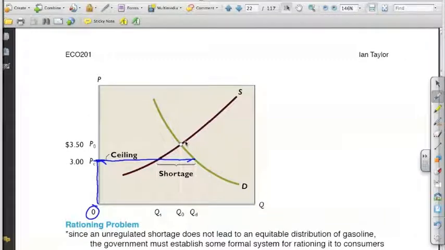Now what does that ceiling do to our market? Remember, we find the equilibrium where supply equals demand. Come over, find equilibrium price is $3.50. But the ceiling price is $3. So what happens when price is less than the equilibrium? We have a shortage. Notice we come down here, find where supply is intersected by price, find our quantity supplied, and keep coming over, find demand, QD.